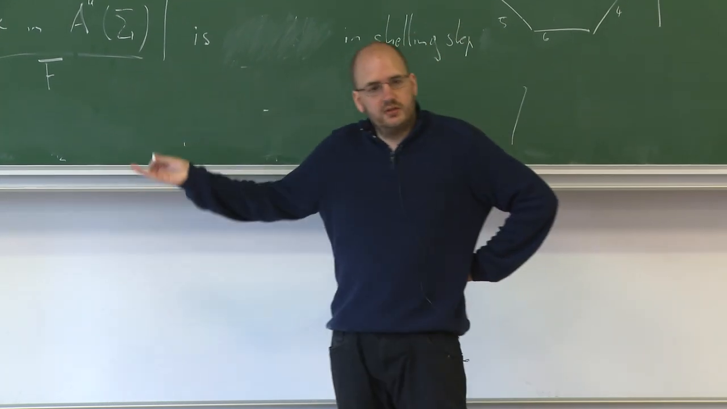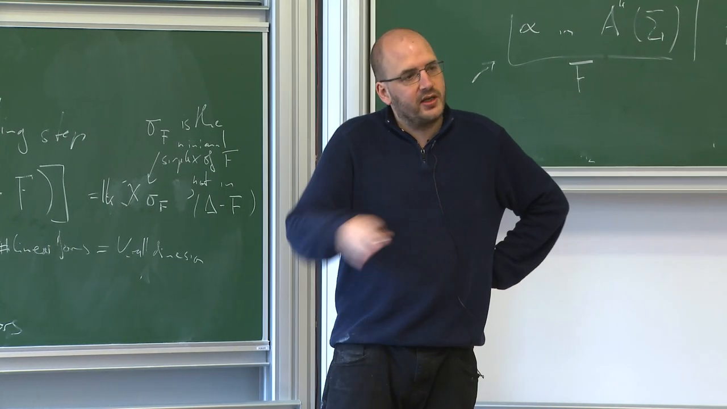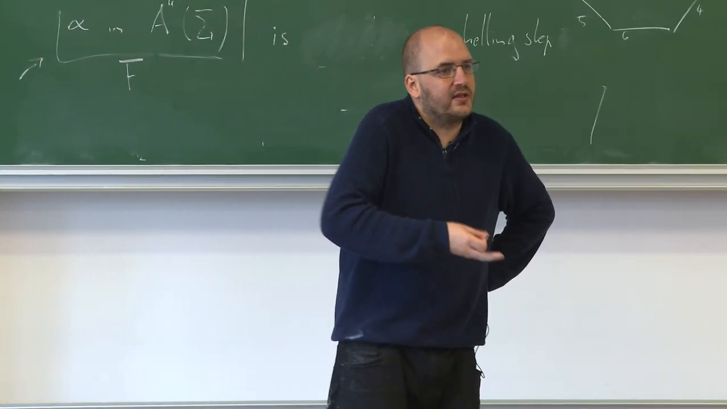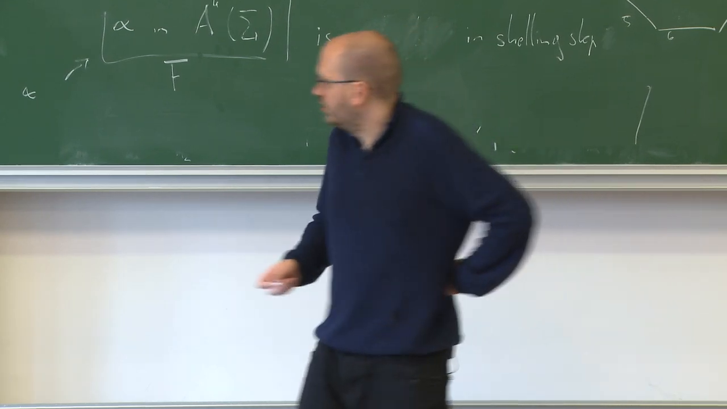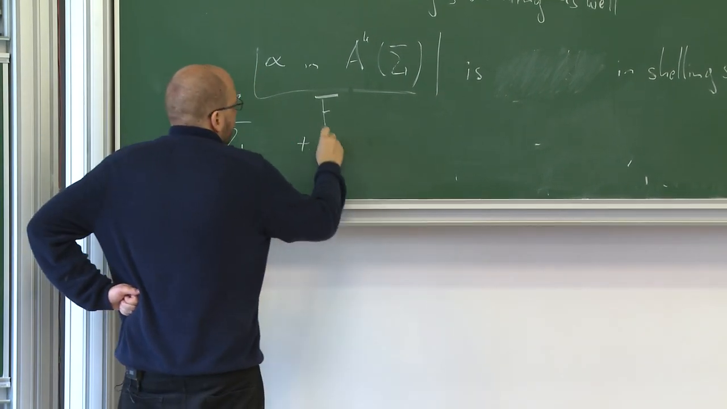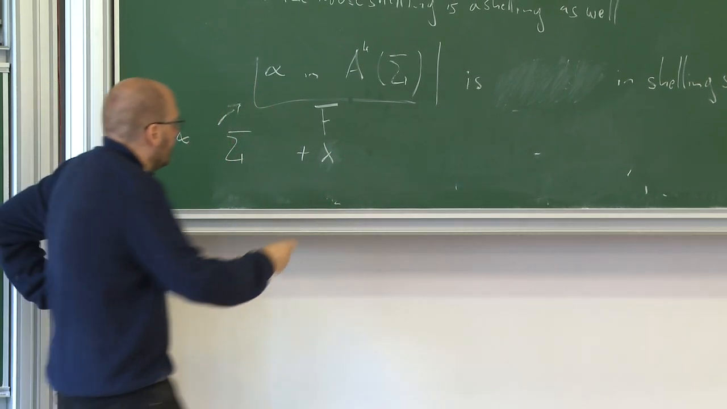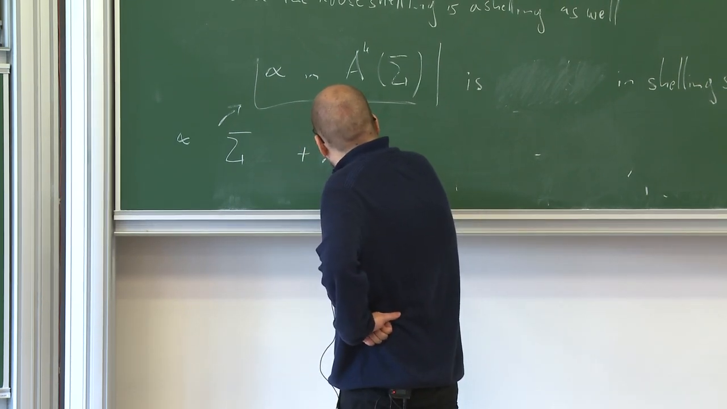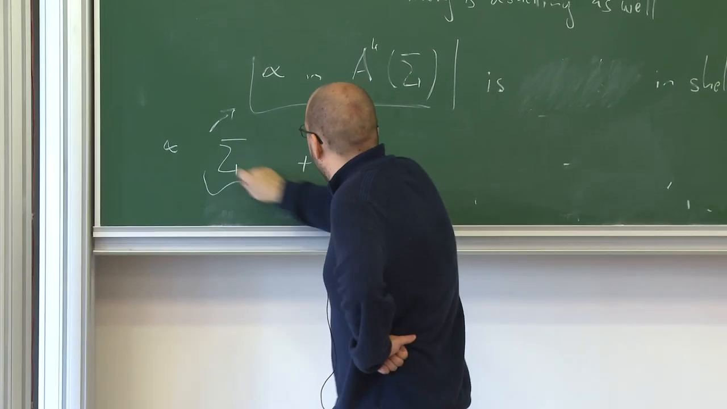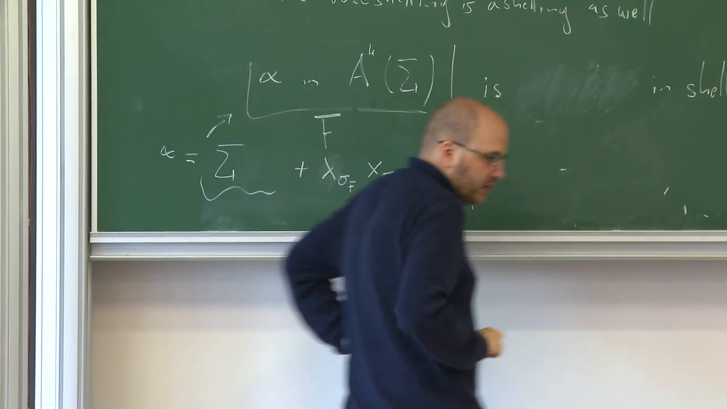I have this element alpha, and I have my shelling step f, right? And now I can turn around the whole shelling. The shelling turned around is again a shelling. And I look again at what happens in this step f. So alpha is a linear combination of things plus a coefficient that appears in the last step, lambda sigma f times x sigma f. And I don't care about this part. So alpha is equal to this.